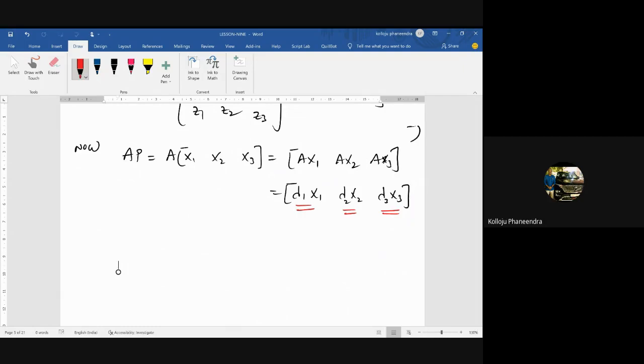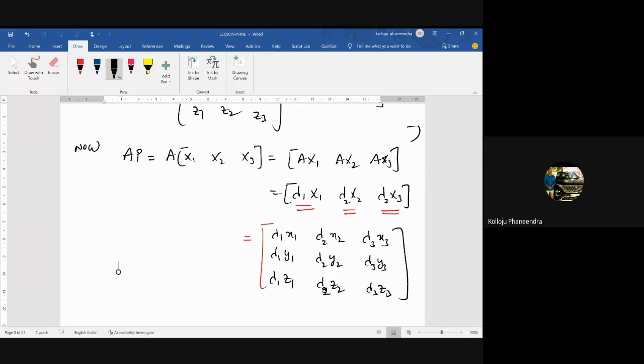Then, let us write the x1, x2, x3 vectors in this one. Substituting x1, this is equal to: lambda 1 x1, lambda 1 y1, lambda 1 z1; lambda 2 x2, lambda 2 y2, lambda 2 z2; lambda 3 x3, lambda 3 y3, lambda 3 z3. I'm just substituting the x1, x2, x3 values.